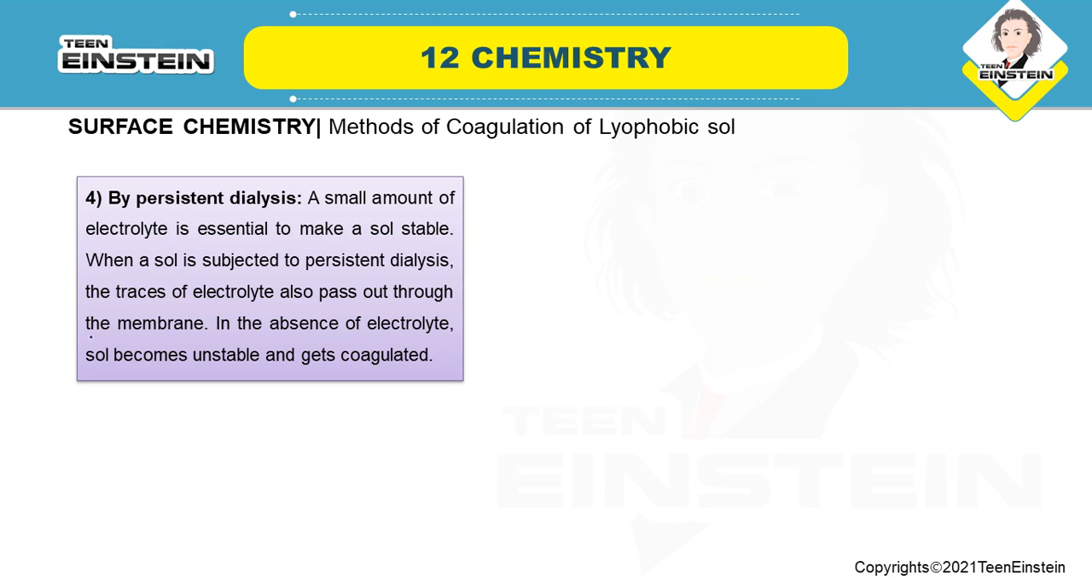Fourth, persistent dialysis. In dialysis, only some particles can move through the pores of the membrane. For the stability of a colloid, we know a very small amount of electrolyte is added. If it is very high in amount, there will be precipitation, but a small amount of electrolyte is essential for stability. But if the colloid is subjected to persistent dialysis, these traces of electrolyte will pass through the membrane. Now there is no trace of electrolyte, and in the absence of electrolyte there is no charge, so the sol will become unstable and there will be precipitation.